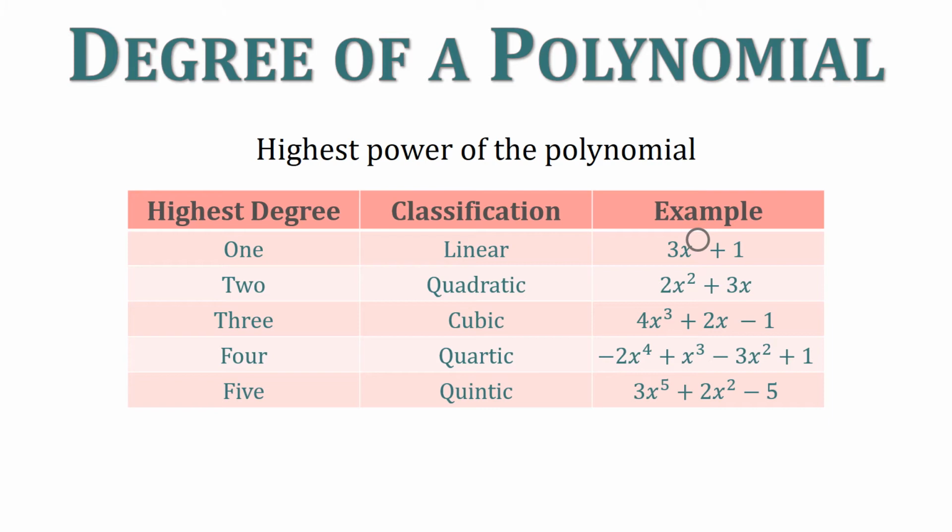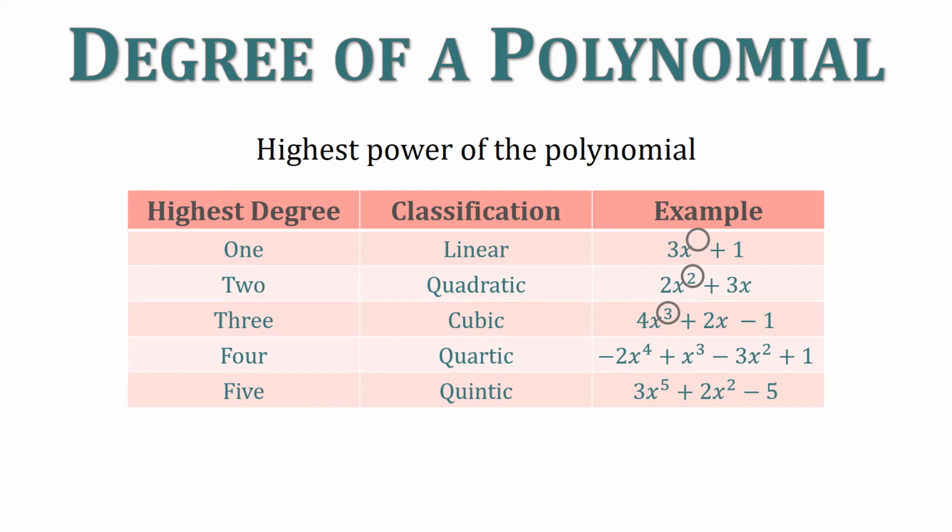Okay, now 2x squared plus 3x. 2 is my highest power. This is squared, so we refer to this as a quadratic. And we just finished working with quadratics in our last unit, so we should be very familiar with these as well. 4x cubed plus 2x minus 1. 3 is our highest power, so that's going to be a cubic function, or a cubic expression.